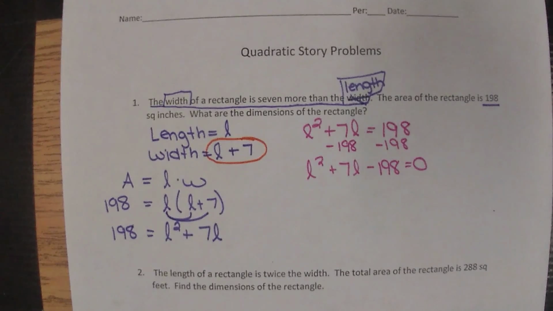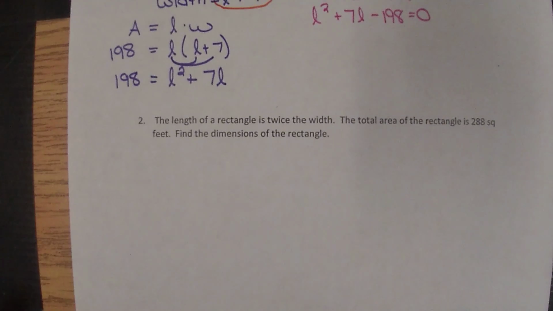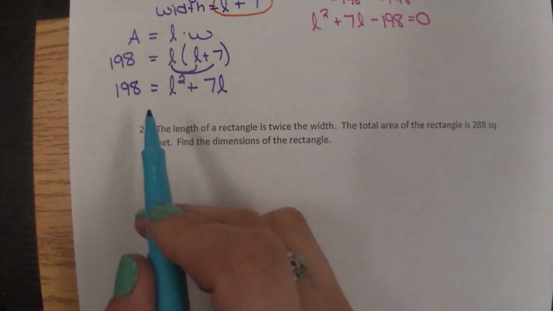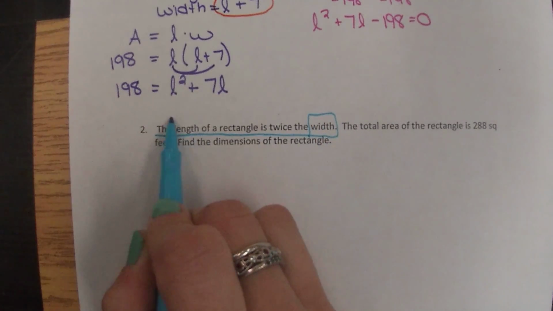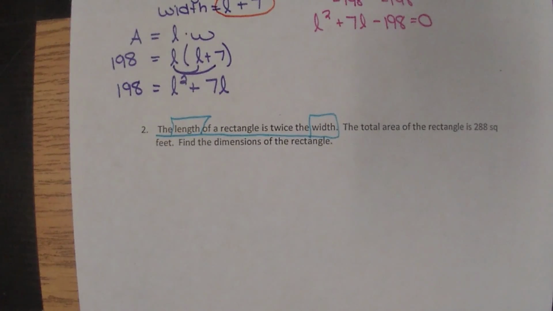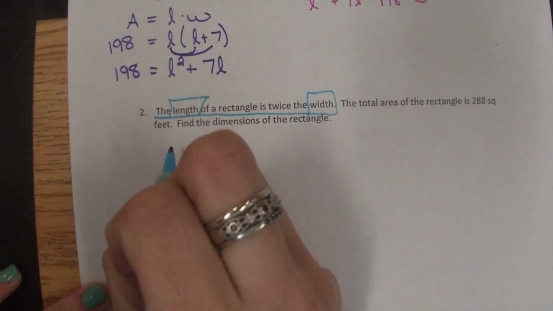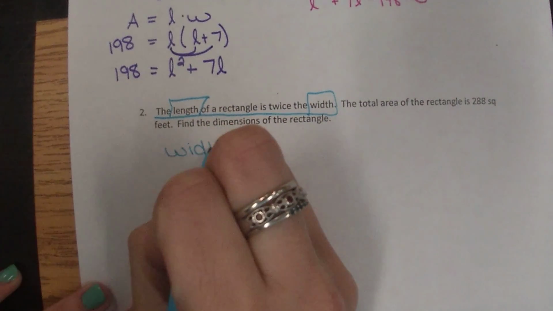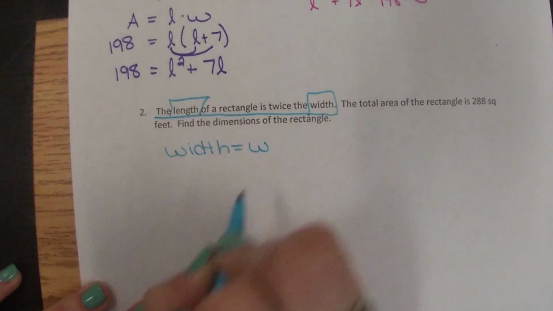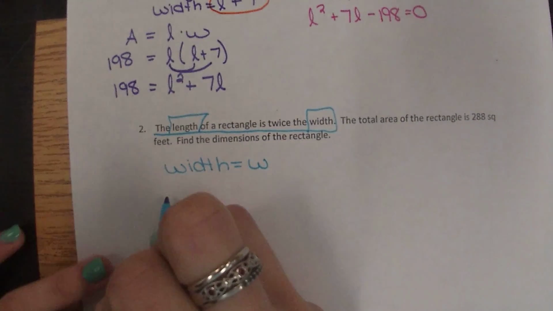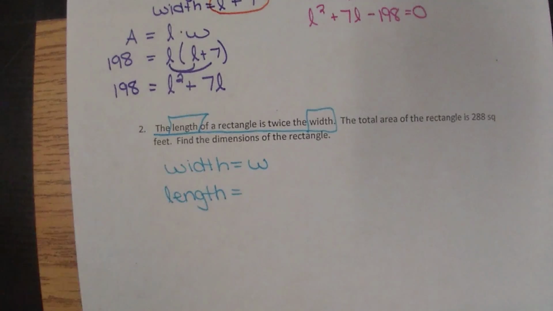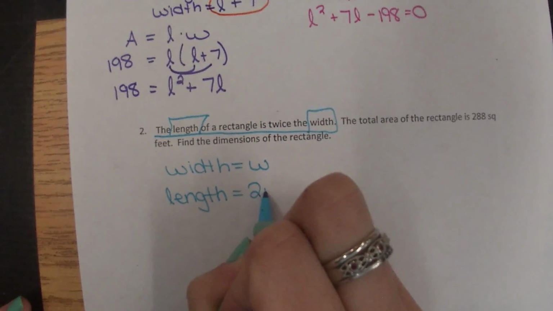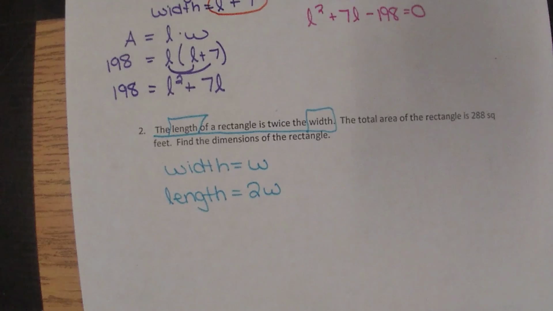Okay. So then let's make sure we can get number 2 started. So the length of the rectangle is twice the width. So here's our comparison phrase right here. We read width second, so that's what we're going to define first. So width equals W. The length is twice the width.